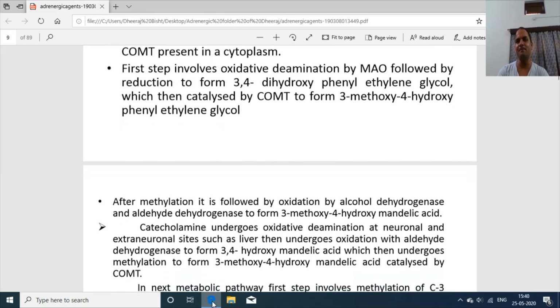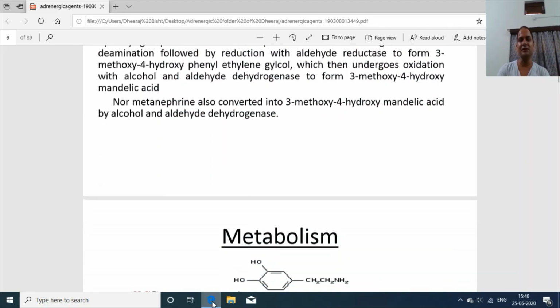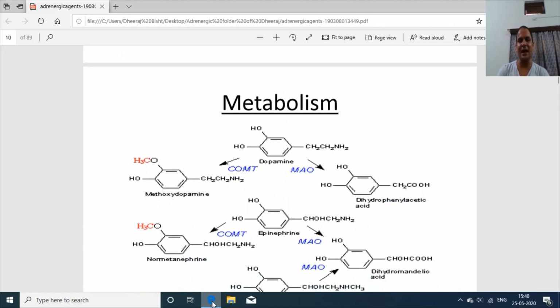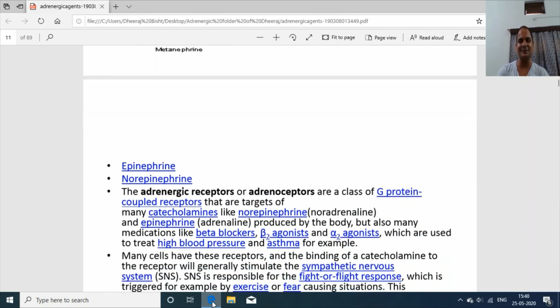The first step involves oxidative deamination by MAO followed by reduction to form 3,4-dihydroxyphenylethylene glycol, which is then catalyzed by COMT to form 3-methoxy-4-hydroxyphenylethylene glycol. So this is the basics of catecholamines that I told you, the biosynthesis and its degradation.